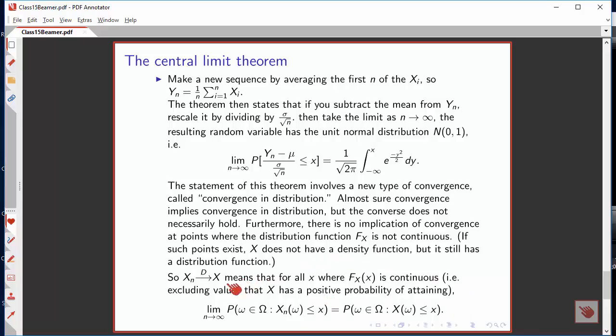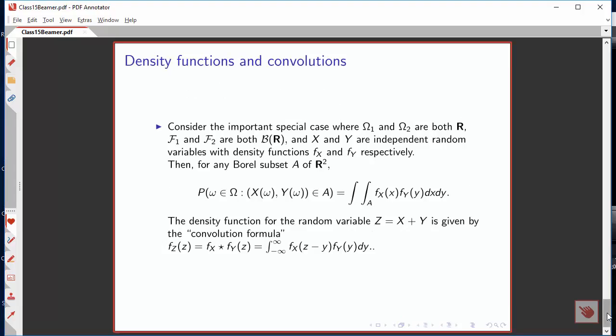So to be precise, when I say that X sub n converges in distribution to X, what I mean is everywhere where the distribution function is continuous, I can say that the limit as n approaches infinity of the probability of the event where X sub n is less than or equal to x is the probability that the limiting random variable X of omega is also less than or equal to x.